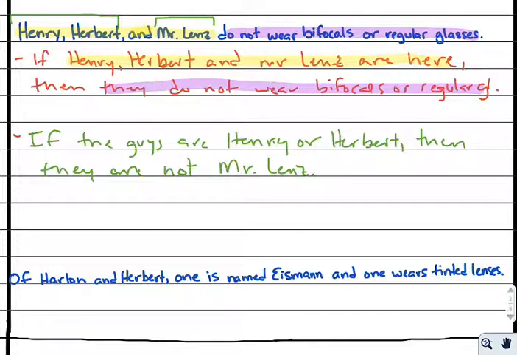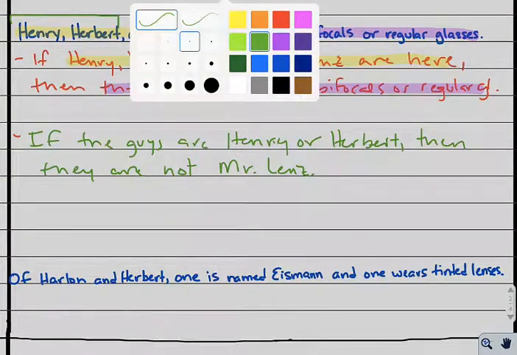So we actually set up a partially positive, partially negative conditional statement. So if Henry and Herbert are in front of us, they can't be Mr. Lenz because Henry, Herbert, and Mr. Lenz would all be mentioned together. So you have to have different names. So that's two conditional statements we can totally name.